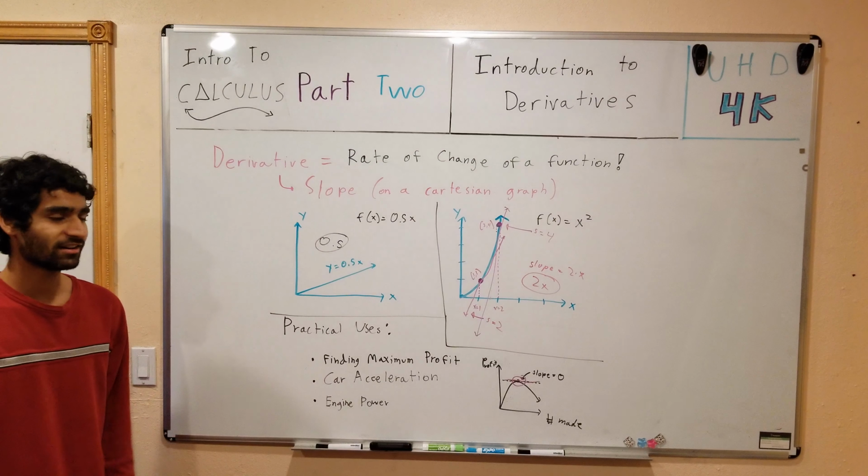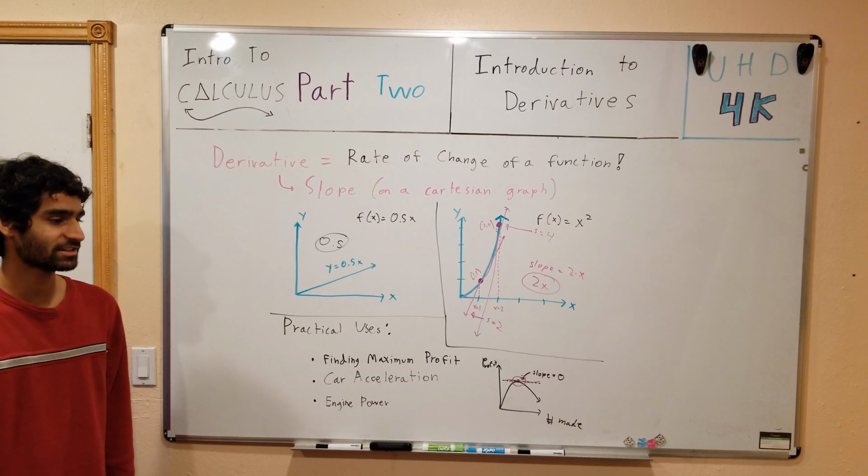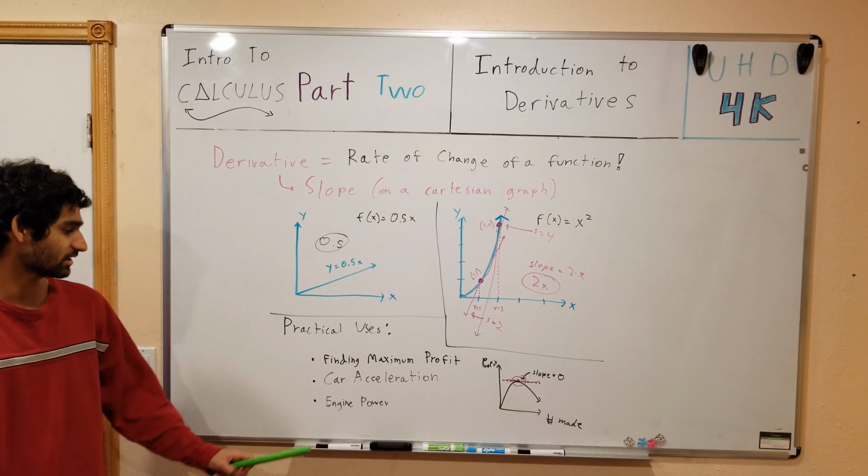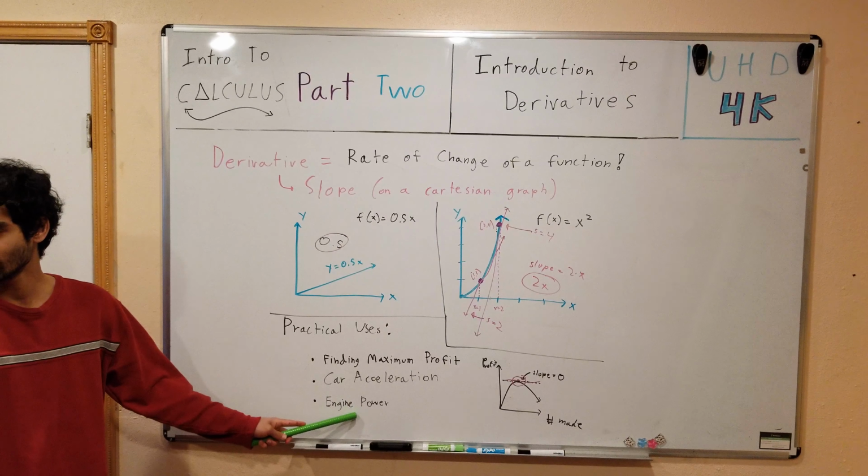Another example is car acceleration. As you may recall, acceleration is the rate of change of velocity, and engine power is another application of derivative.